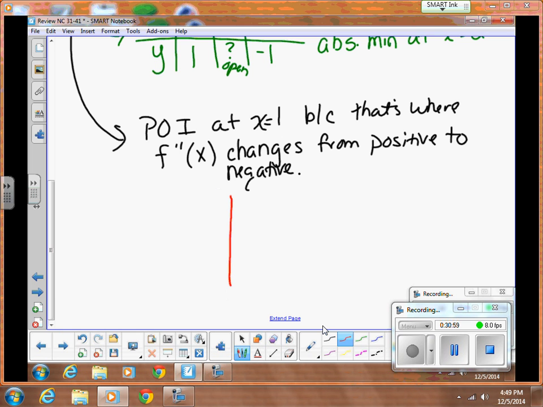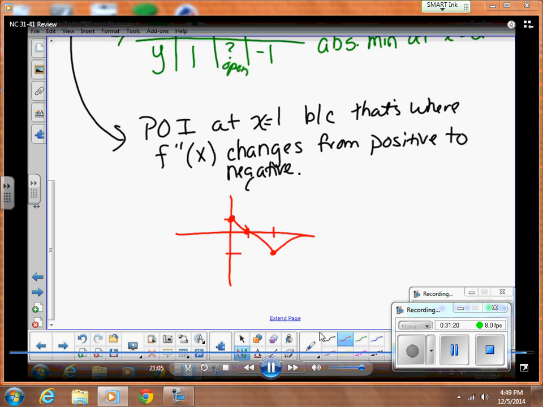Okay? Now, let me give you a quick little visual of what this possible graph could look like. I'm given these points. These were the 3 points that were given to me in the table. Then if I look at the concavity, it says it's concaving up. Let me fix that. Concaving up from 0 to 1. Then it changes to concaving down, and then it goes to concaving up.